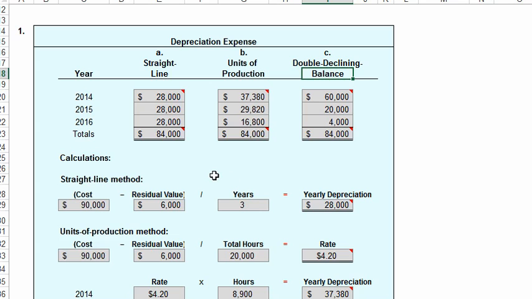But okay, you guys, after working that one with me, you shouldn't have any problem with problem 9-2B, your homework problem. If you do, let me know. Good luck.